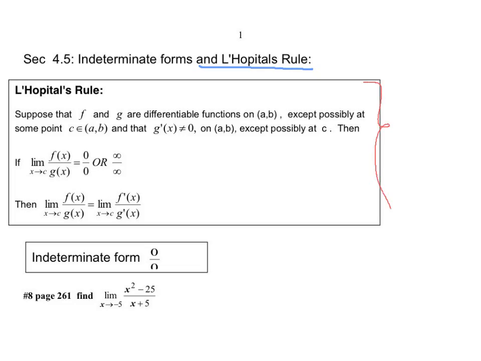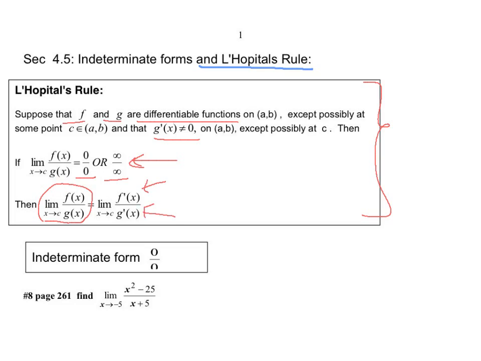This is the rule which says that if f and g are differentiable functions, and if g prime is not equal to 0, and that's the main thing here, now if the limit of f divided by g is equal to 0 by 0 or infinity by infinity, then we can calculate the limit of f divided by g by differentiating the numerator and denominator.